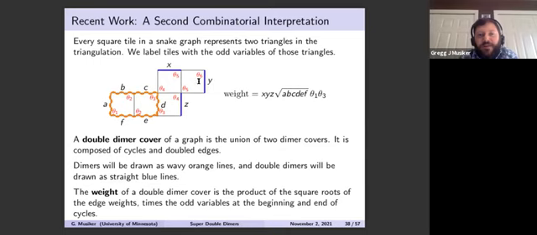And if we had a double dimer cover with multiple cycles, we would get multiple mu invariants rather than just two. So for instance, say there were two cycles. So for instance, if there was a wavy cycle here instead, then that would contribute a theta 5 and a theta 6 as an example.